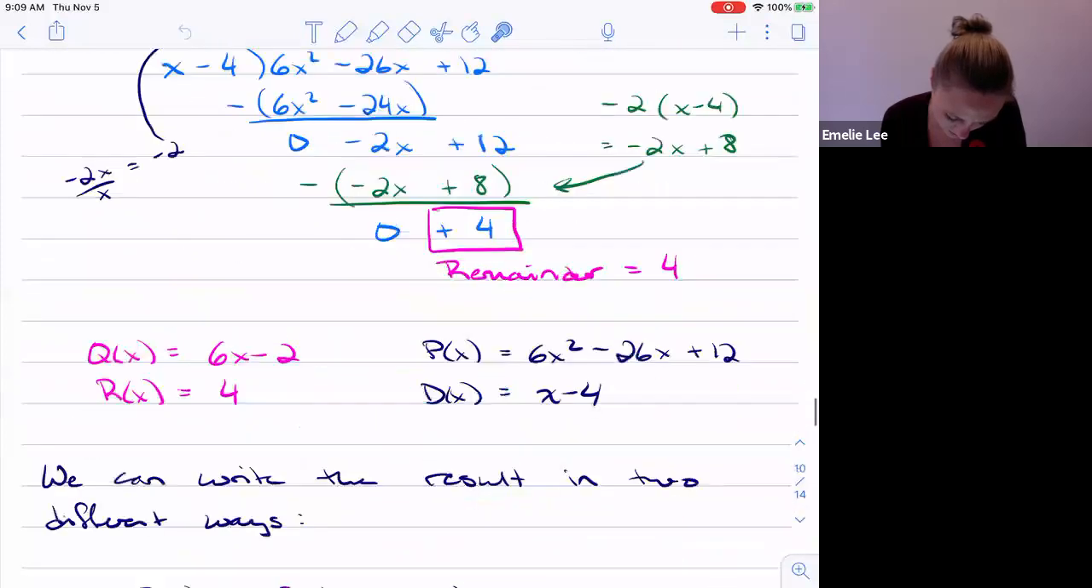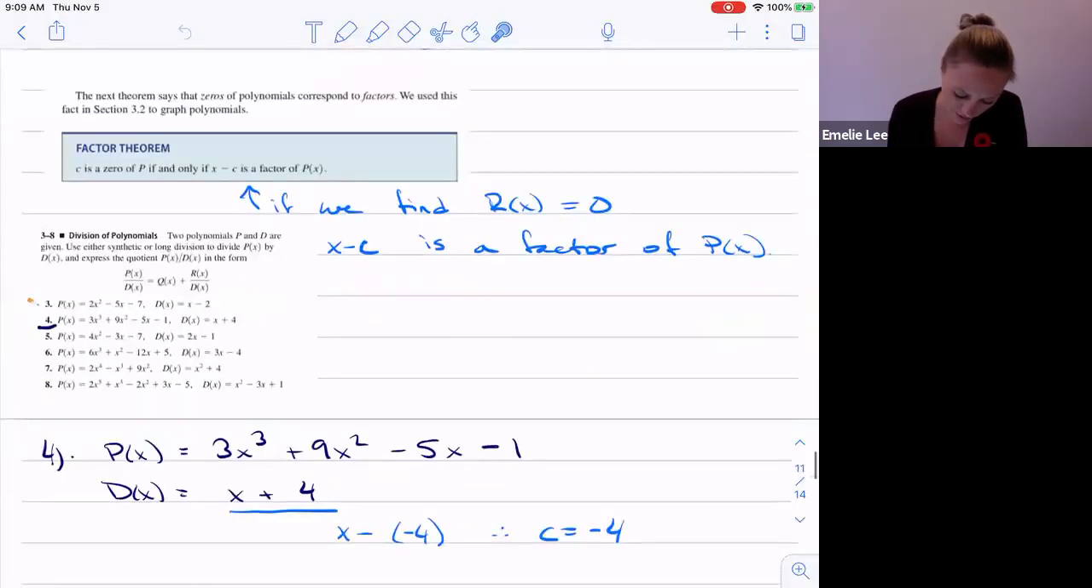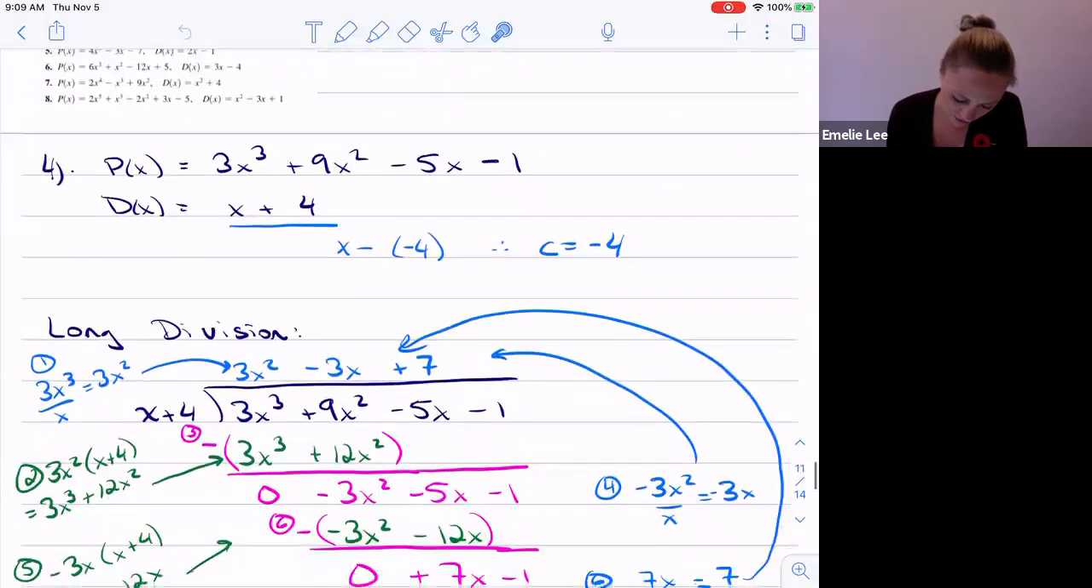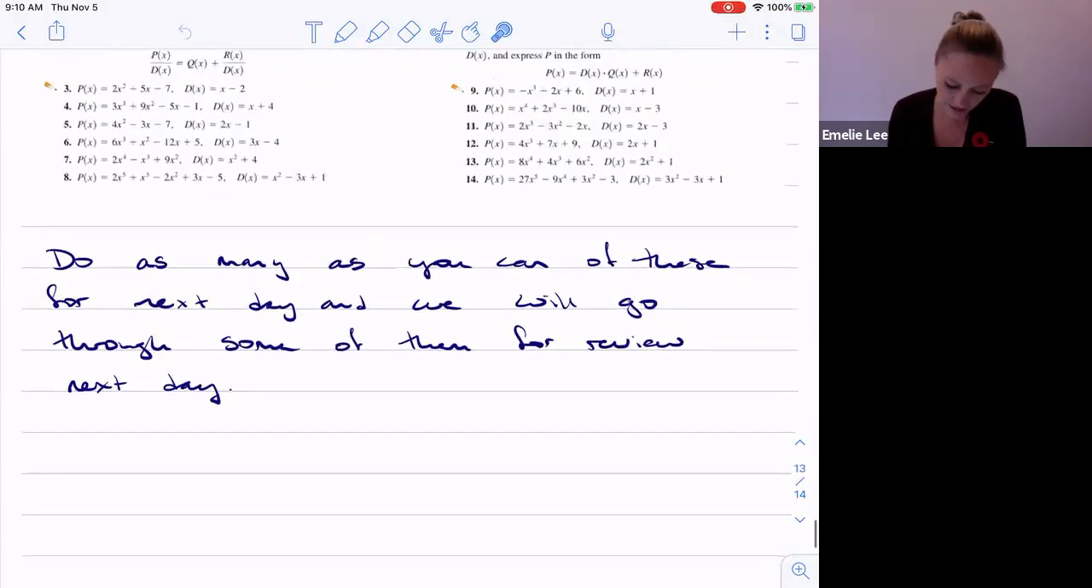Okay, this is the long example. So if you need a step-by-step example, there's a long one in there. We did 4 together, and then I asked you to do as many of these as you can. And then we'll do some of these for review.